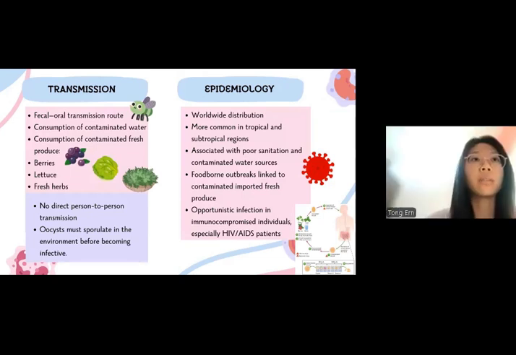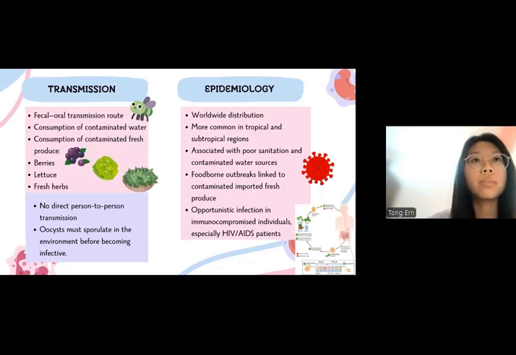Next, I would like to talk about the transmission and epidemiology of Cyclospora cayetanensis. First, Cyclospora is transmitted through the fecal-oral route, where infection occurs when a person consumes contaminated water or contaminated fresh produce such as berries, lettuce, and fresh herbs. These foods are often eaten raw, which allows the parasite to be ingested.